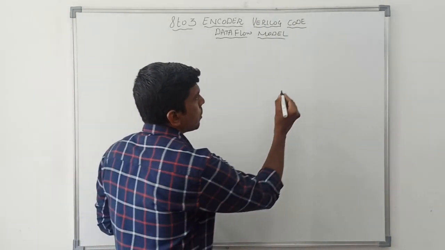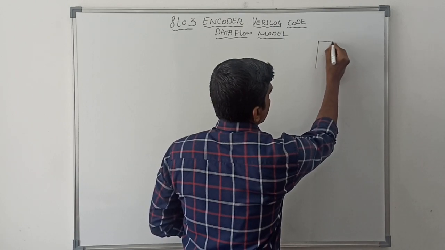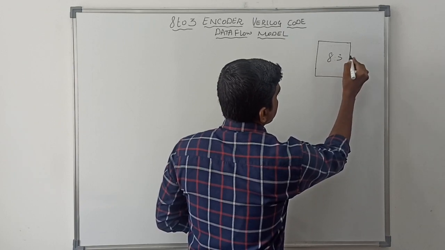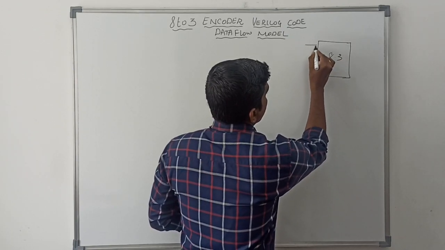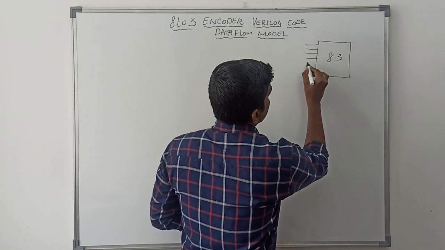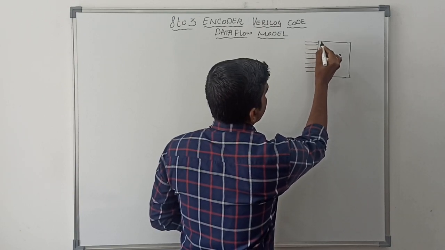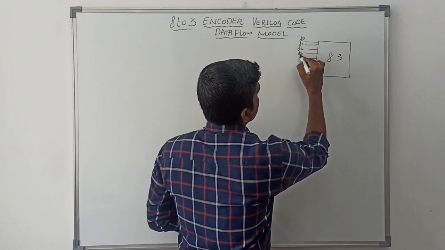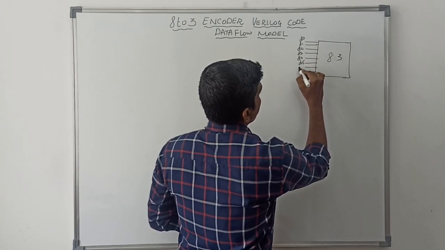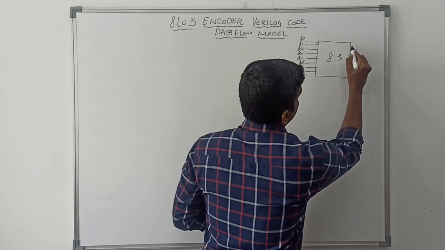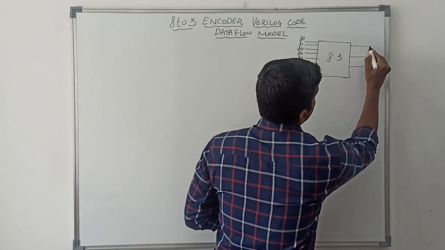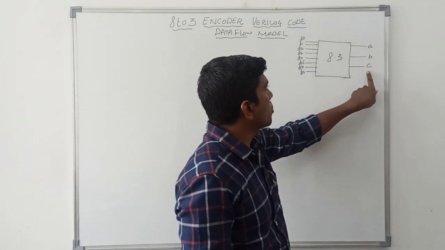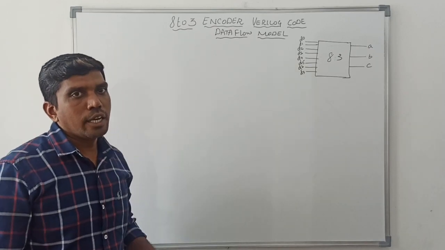So first I draw the block diagram for the 8:3 encoder circuit. It has 8 inputs, namely called D0, D1, D2, D3, D4, D5, D6 and D7. It produces 3 outputs A, B, C. So these 3 variables are considered as output variables, and these 8 variables are considered as input variables.